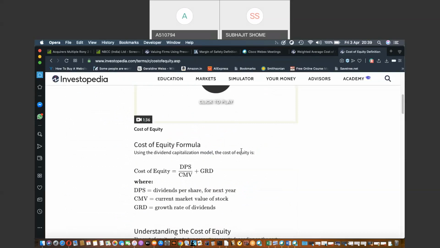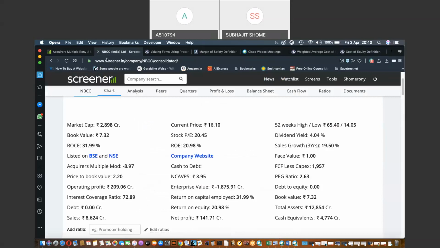Okay. Note down this formula, Rakesh. How much do we want for growth in dividends? We want a minimum of 10%. Yes, we require 10% growth in dividend. And what was the dividend per share?